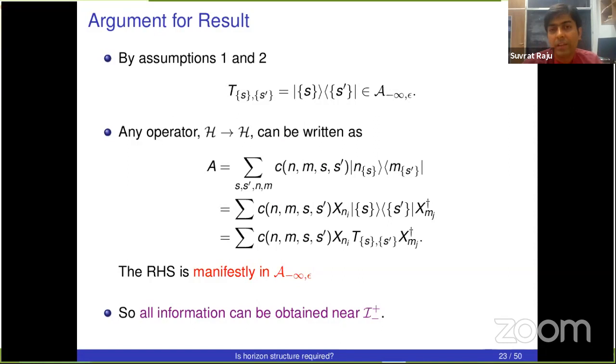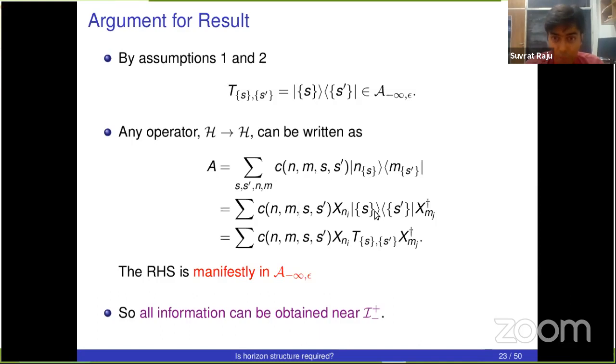Okay, so if you believe these two assumptions, then this tells you that the following set of operators, in fact, in the full theory, live in this algebra near minus infinity. And these operators are operators which have a bra S prime, which have one super translation vacuum, one soft vacuum here, and then a ket corresponding to another soft vacuum. So they are operators that project onto a particular super translation vacuum and then cause a transition onto another soft vacuum. Now, any operator manifestly in this massless Hilbert space can be written as a sum just in a basis of states, where these n belongs to the sector that's generated on top of the soft vacuum S, and this m belongs to the sector that's generated on top of the soft vacuum S prime.